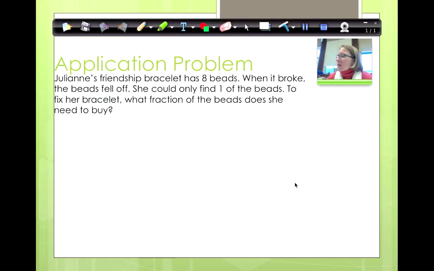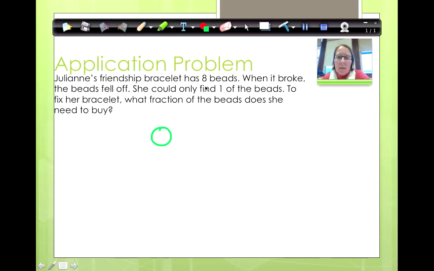Now, before we start, let's do our application problem. Julianne's friendship bracelet has 8 beads. When it broke, the beads fell off. She could only find one of the beads. To fix her bracelet, what fraction of the beads does she need to buy? Let's start with a picture. So how many beads do I need? Let's make our friendship bracelet.